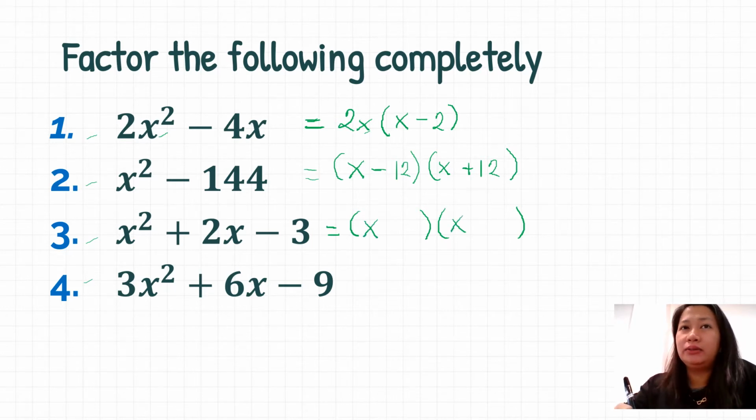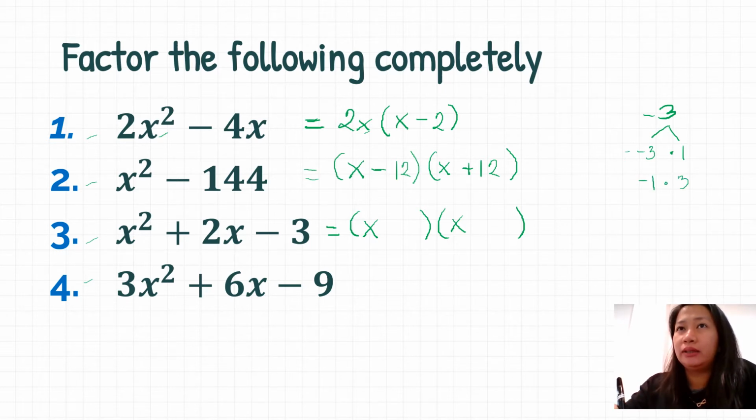Yan. And then, to get yung dalawang number dito, ano yung kasama ni x, para malaman natin kung ano yung kasama ni x sa parenthesis, we will get the factor of c, or the last term. Factor po natin si c. Factors ni c, or c is negative 3. What are the factors of negative 3? Okay. Factors of negative 3 ay negative 3 times 1 and negative 1 times 3.